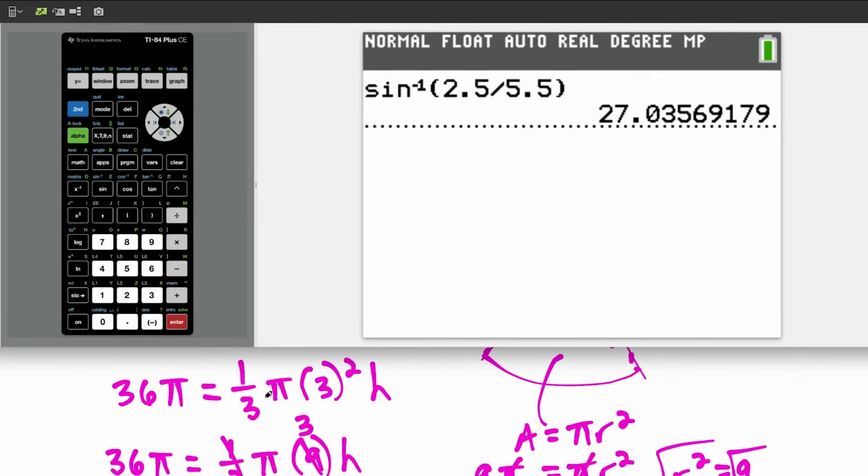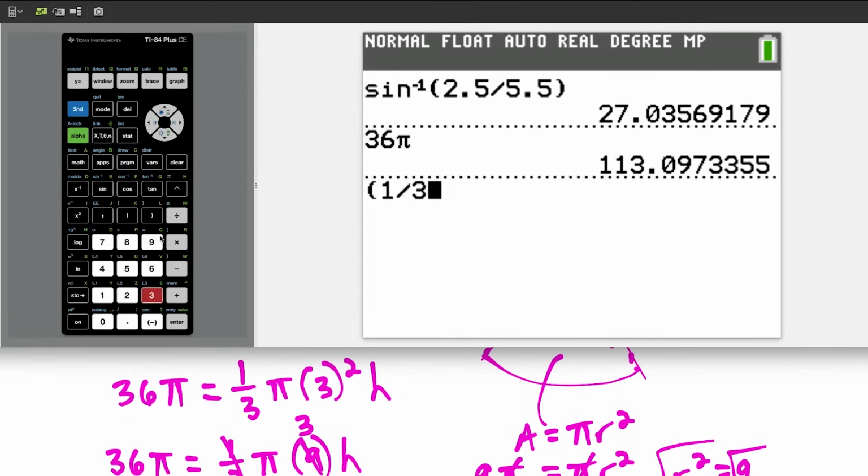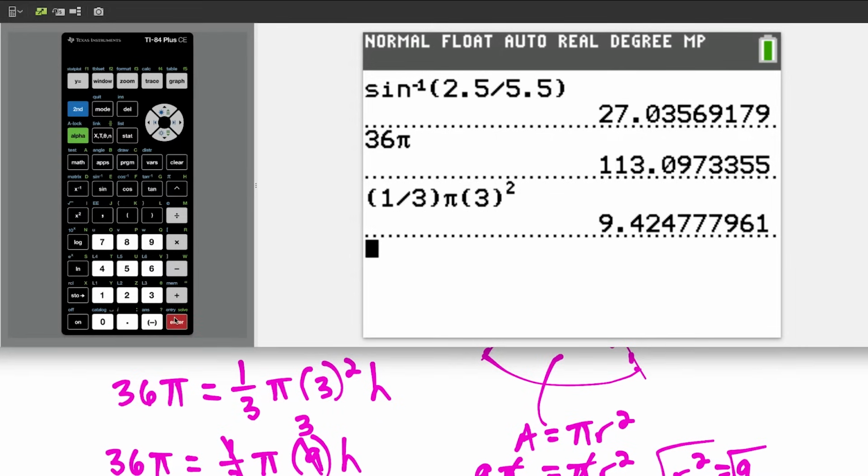Now, if that algebra was a little intimidating, what you could do is you could take 36 and you can multiply it by pi, and you have this number here. And then on the right side, what we had was 1/3, and then we multiply that by pi, and then the second power and this up arrow here. And then we multiply that by 3 squared. Okay, so we're doing this times 3 squared, and we get this number.